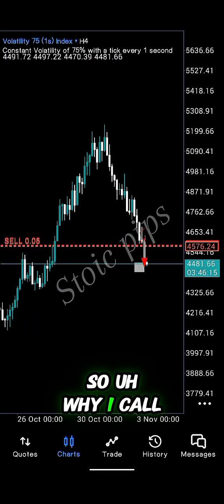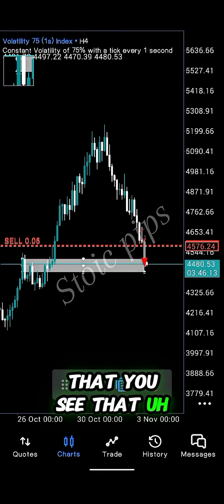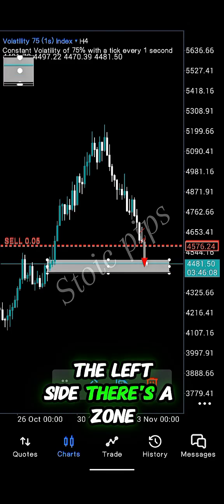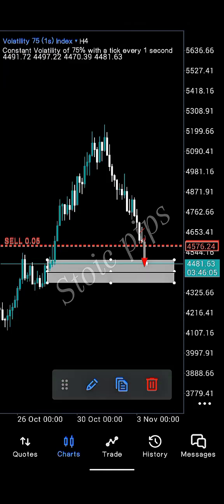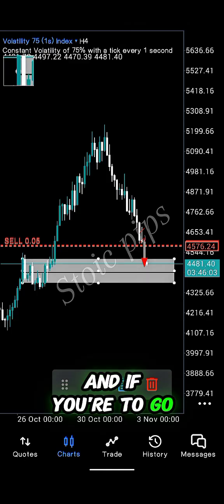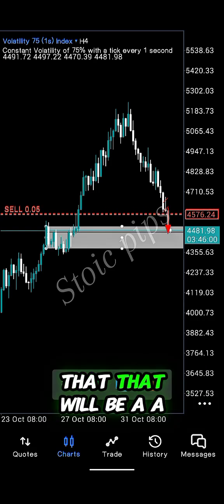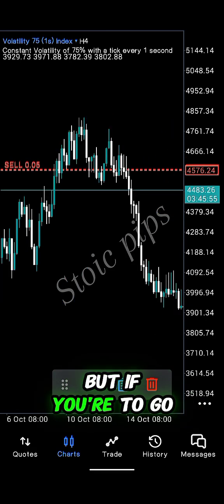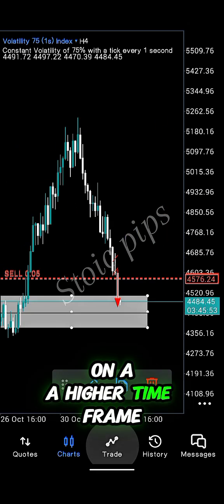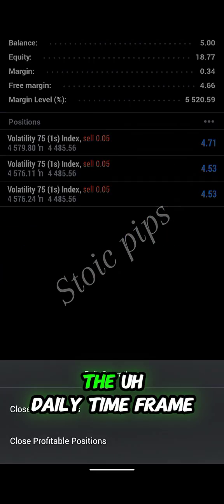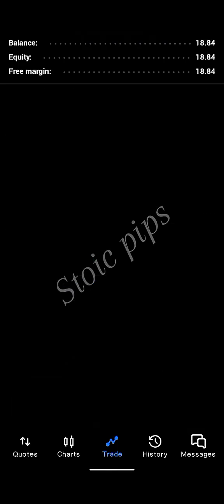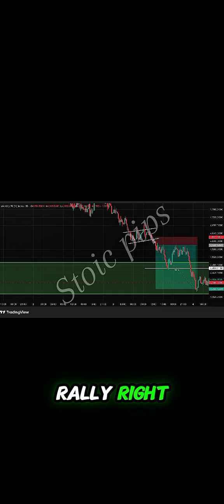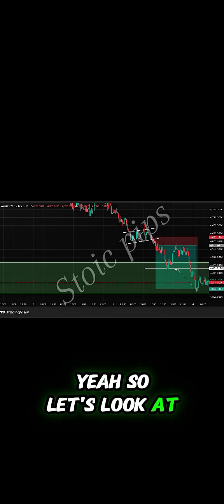So why I call this a critical zone is that you see that on the left side, there's a zone right there. And if you go to our higher time frame, that will be a bearish flag actually, if you are trading that. But if you go on a higher time frame, like the daily time frame, I think you will see that that is a rally base rally, right? So let's look at this trend.